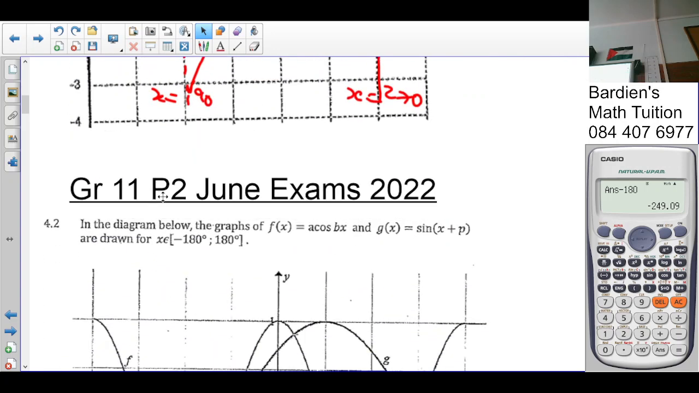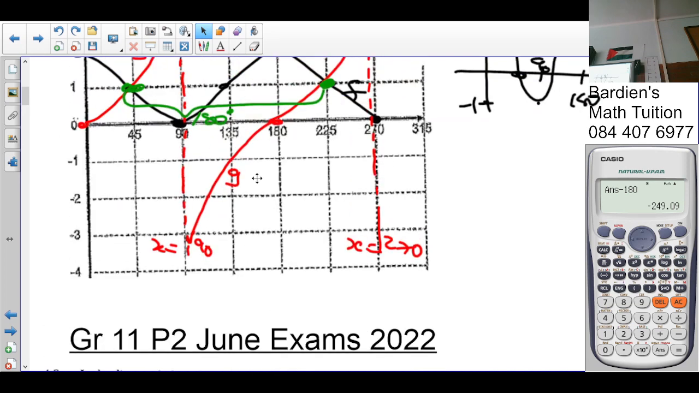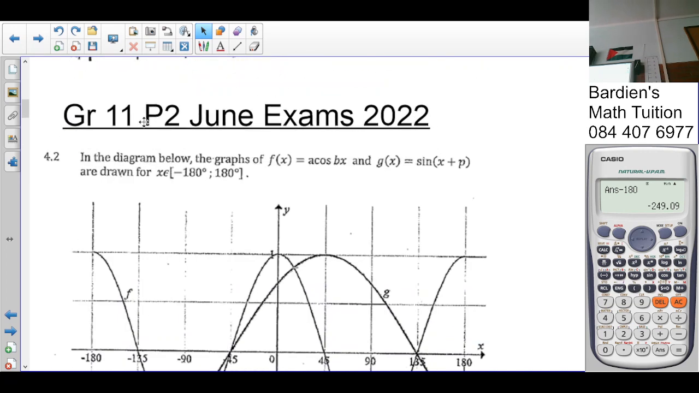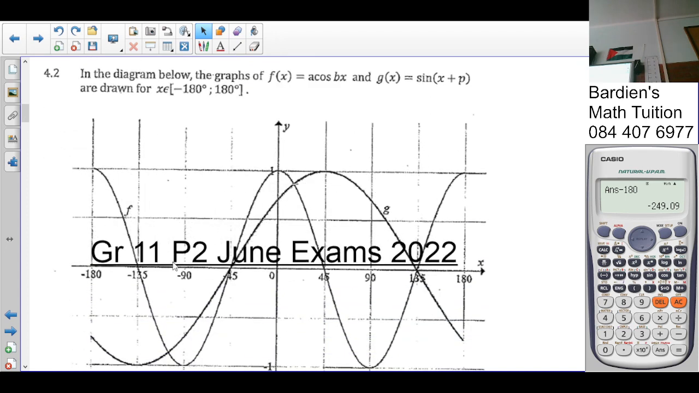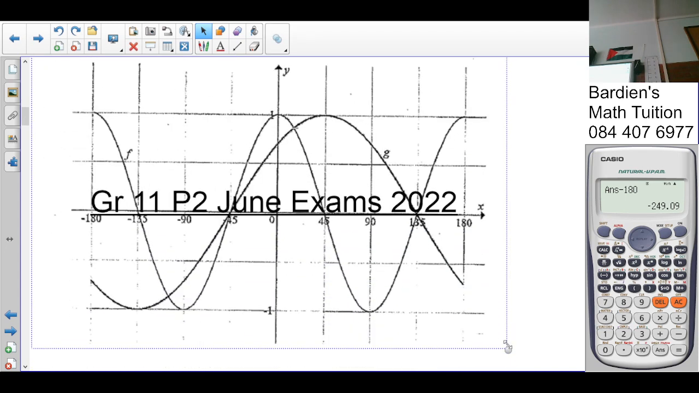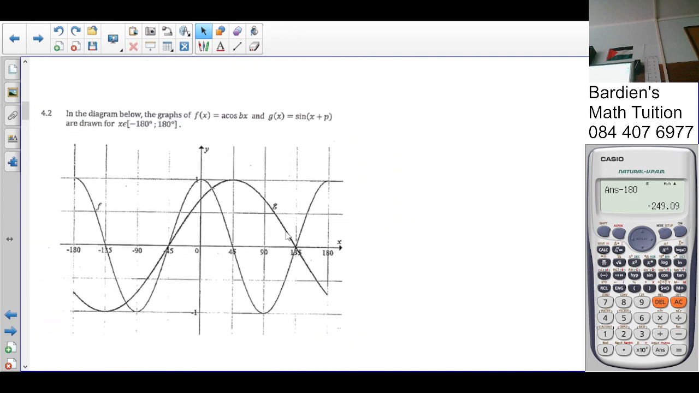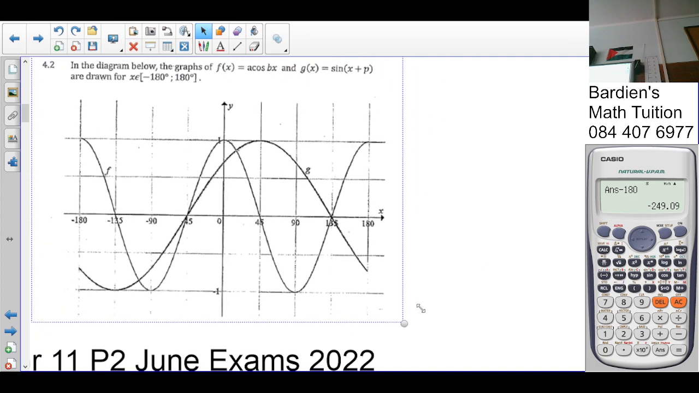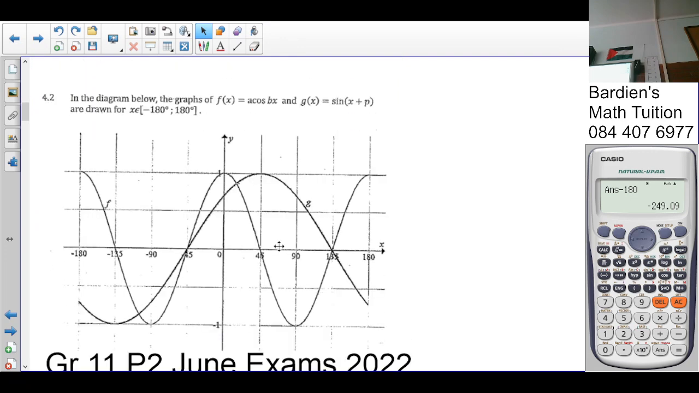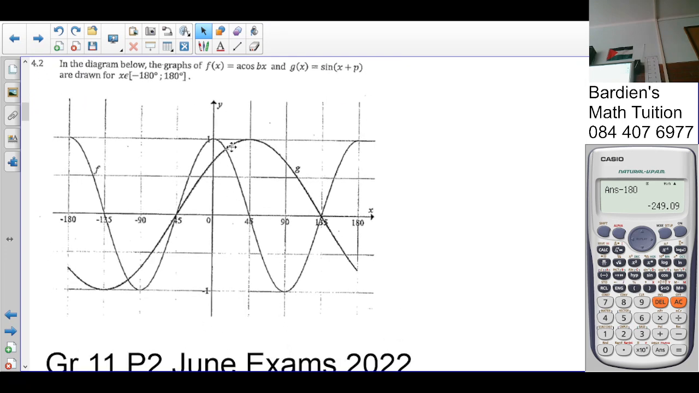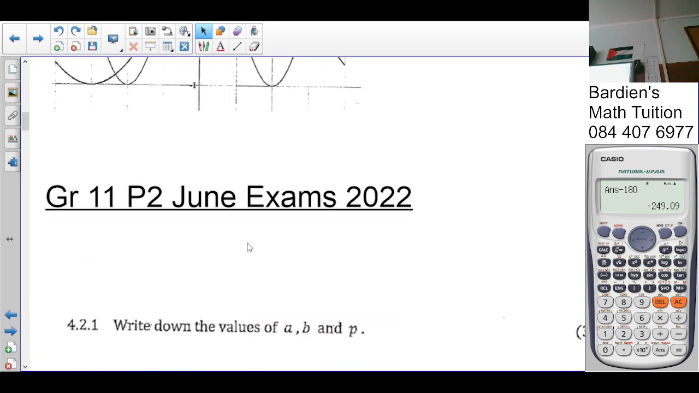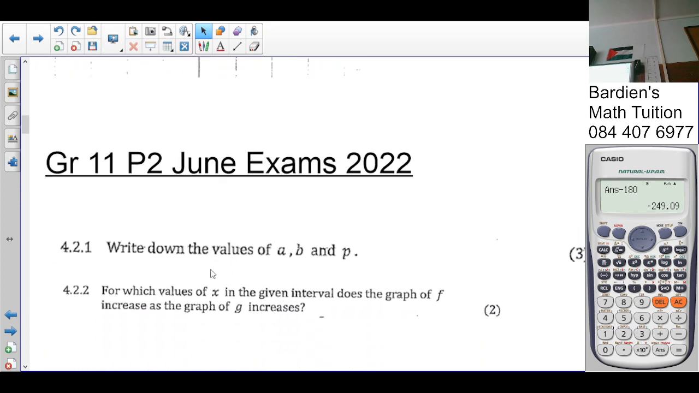Is there another question regarding this graph? So only that one. Alright, let's look at 4.2. In question 4.2 we are told, in the diagram below, the graph of f of x equal to a cos bx and g of x equal to sin(x plus p) are drawn for x as an element of negative 180 to 180, which is the given domain there.